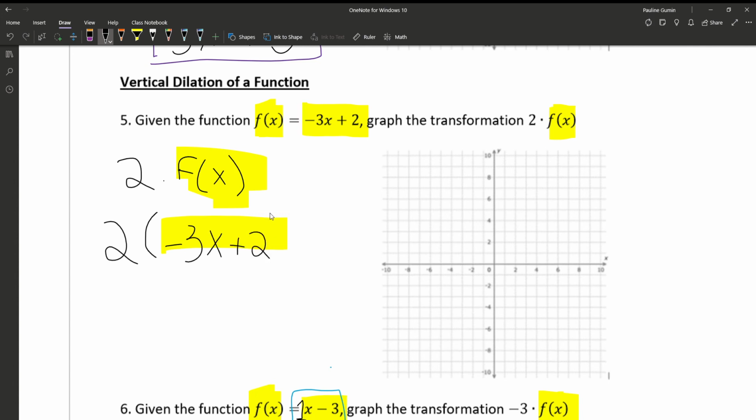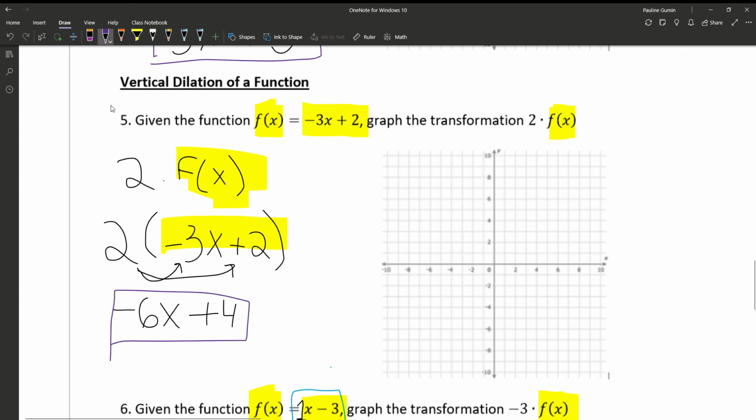Okay. Now in this problem, in order to solve it, we're going to have to apply the distributive property, which means we're going to multiply that 2 by everything inside those parentheses. All right. 2 times -3 gives us -6, and the x tags along. 2 times 2 gives us 4, so +4. I'll graph this one in purple, and the original one I'll graph in blue.